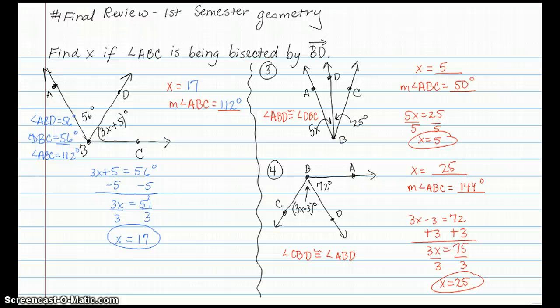You can also check to see if you're right by plugging the 25 in. So 3 times 25 is 75, minus 3 is 72, so they are in fact congruent. Go back up to number 3. You plug in 5 into the x position. 5 times 5 is 25. 25 is congruent to 25. Make sure you write all of this stuff down because you will be turning the paper in to me.